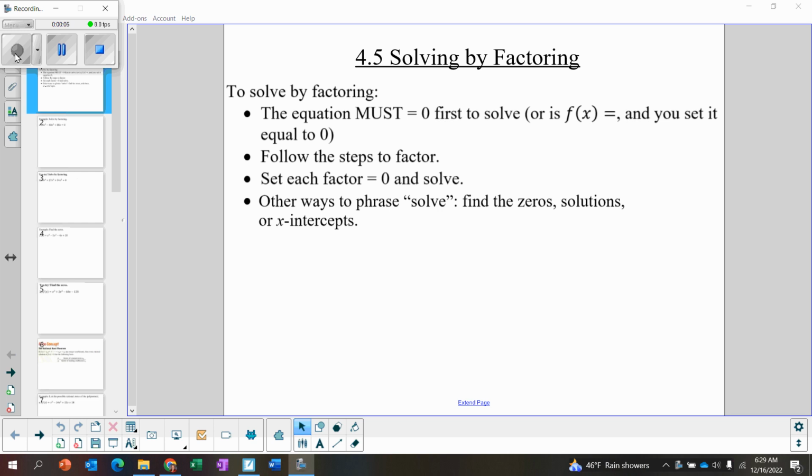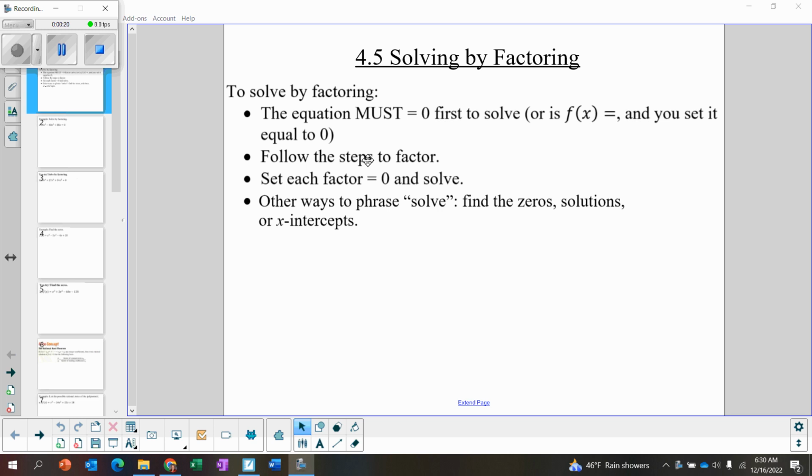This is section 4.5 in Algebra 2, solving by factoring. In order to solve by factoring, the equation must first equal 0. If it's set up as f of x equals the equation, we make f of x 0 and then solve. So we're going to follow our steps to factor.